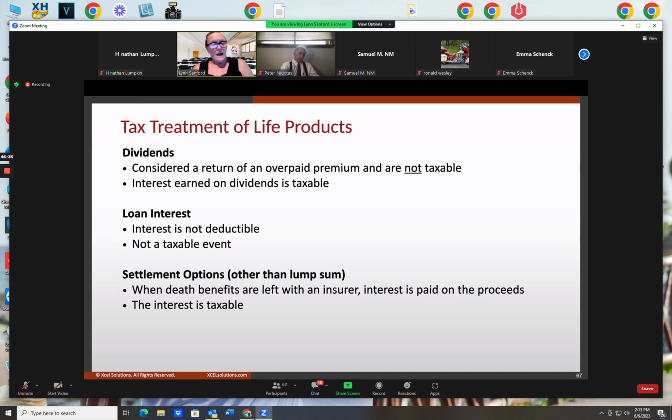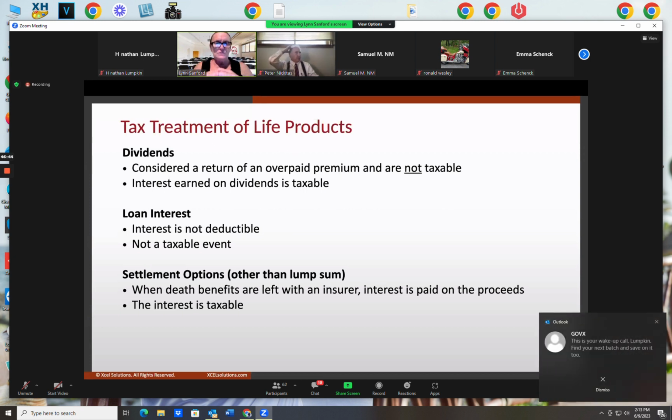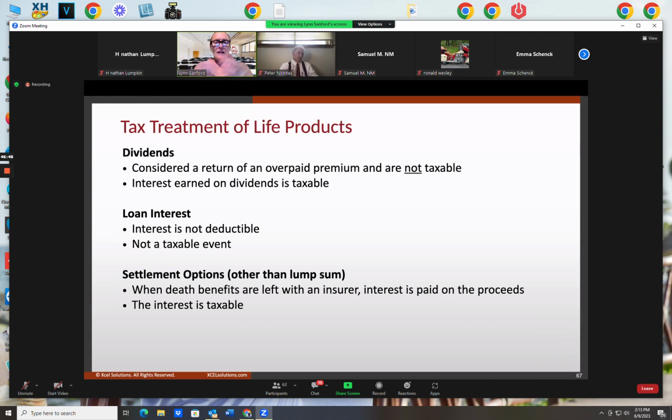Now, settlement options. Other than a lump sum, when death benefits are left with an insurance company, the interest is going to be paid on proceeds. No insurance company holds on to proceeds that they know they have to pay out at some point in the future without allowing that money to earn interest. That money left on an account with an insurance company will always earn interest for you. So when death benefits are left on account with an insurance company, interest is going to be paid on those proceeds. The interest is going to be taxable to you in the year in which you receive that interest.